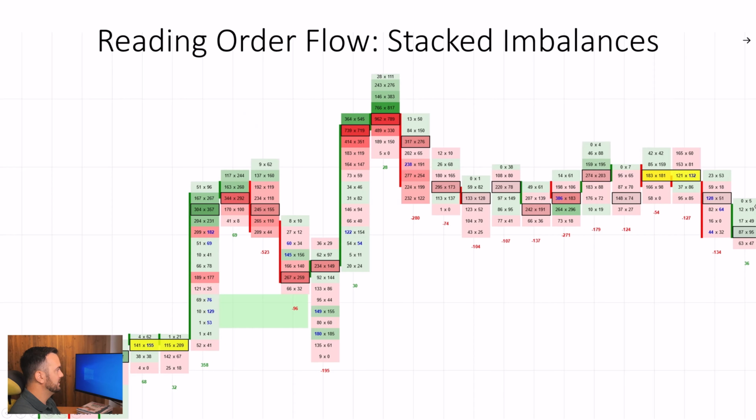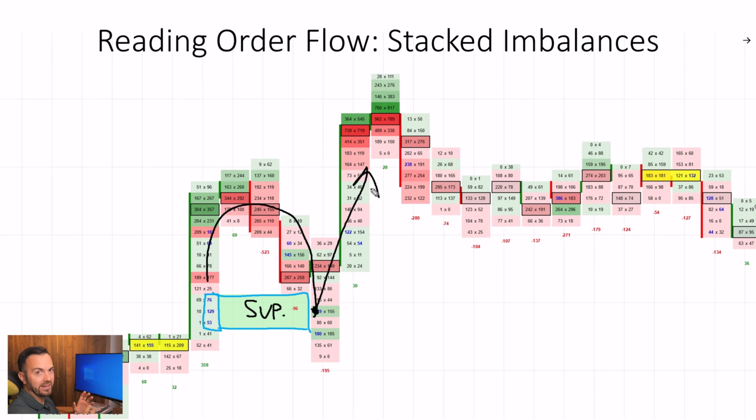So for example, in here we have stacked buying imbalance, and it gets highlighted like this and represents strong support. So if there's a pullback, the price is likely to react there, right? This is how I like to trade the imbalances. I mean the stacked imbalances. So remember, imbalance or stacked imbalance shows aggression and strength of either buyers or sellers.